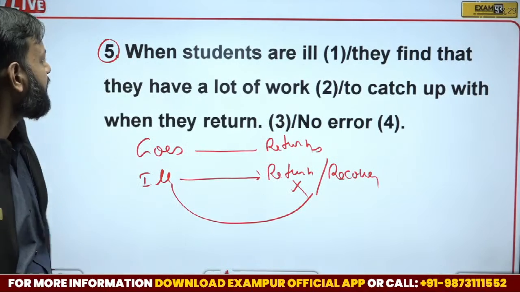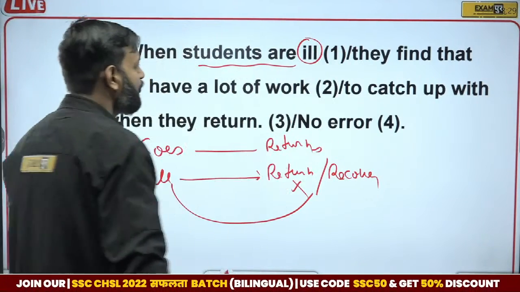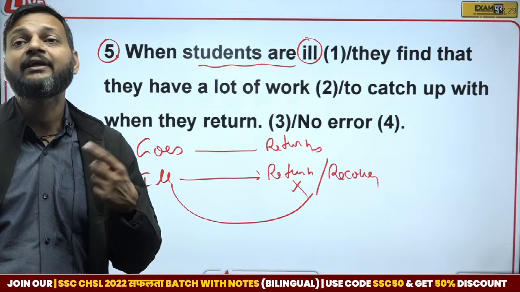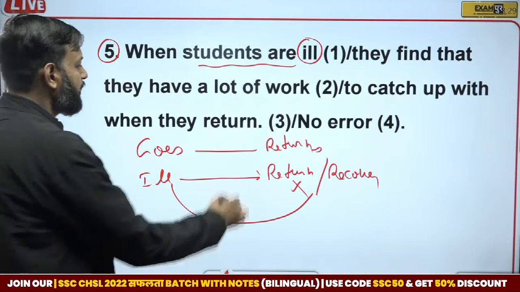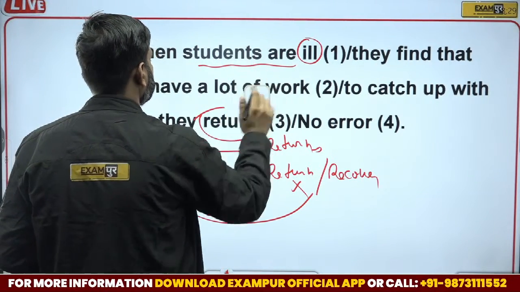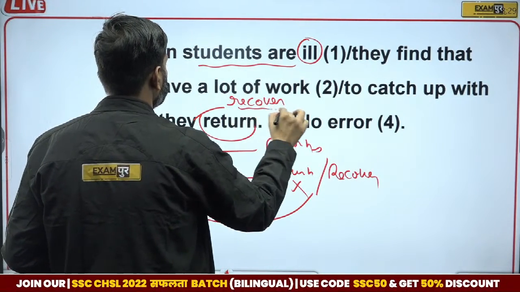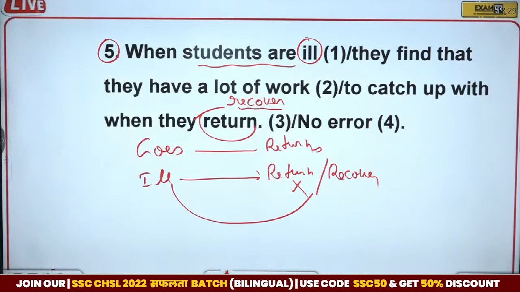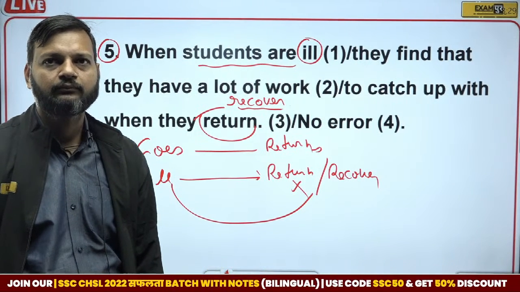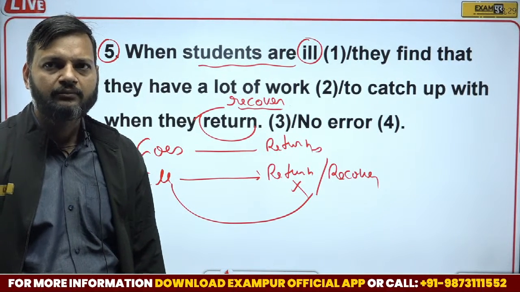So here we are talking about students who are ill. Students who are ill find that they have a lot of work to catch up with when they recover, not return. So return will be replaced by recover. Clear?